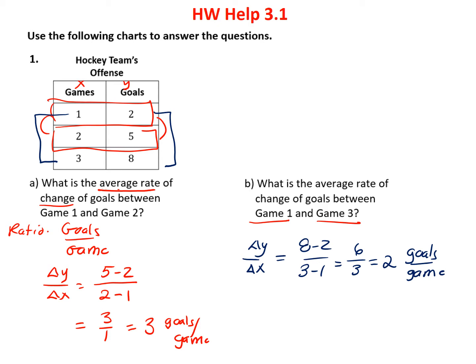And so that's the difference in the rate between games 1 and 2 and games 1 and 3. Again, the rate of change is you're comparing how much Y changes as X changes. That's what you're looking at. What's the change between those two?